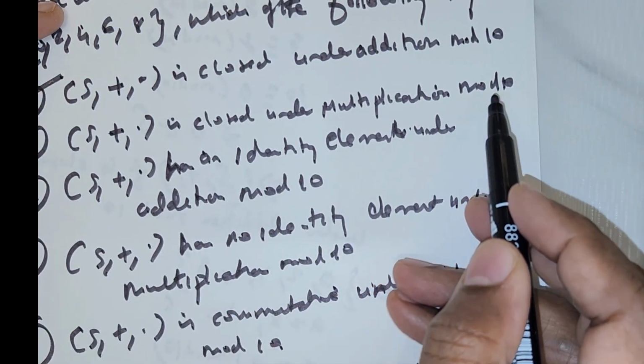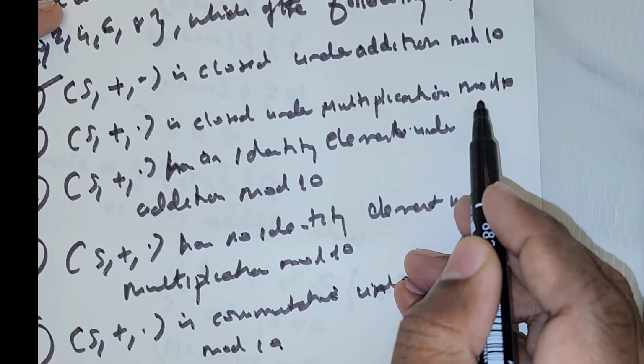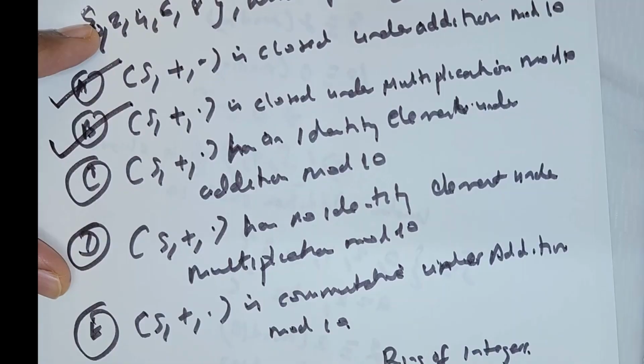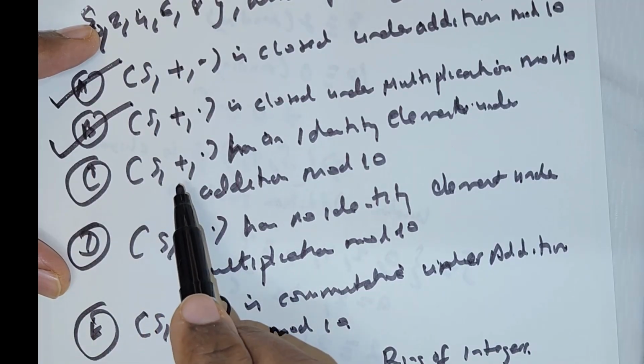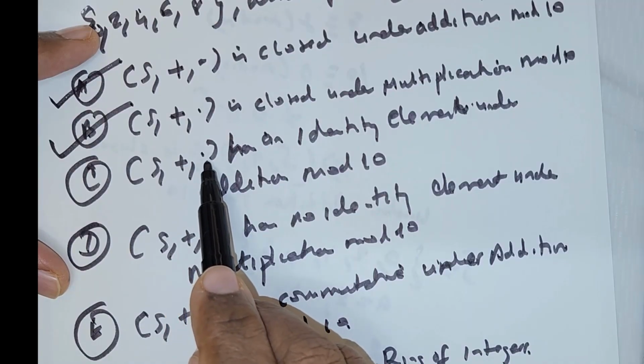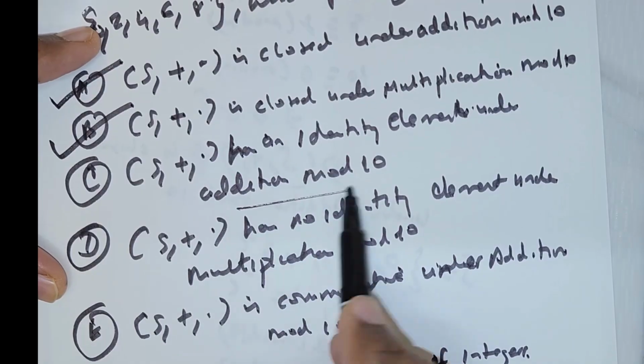So let's go and check the choice. S is closed under the multiplication operation mod 10. Did we not see that? Yes, indeed. Now the next one, S under addition and dot has an identity element under addition mod 10.